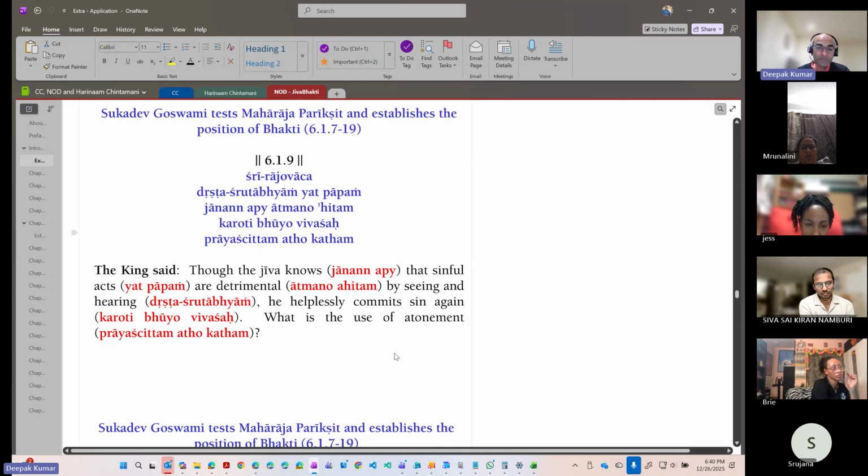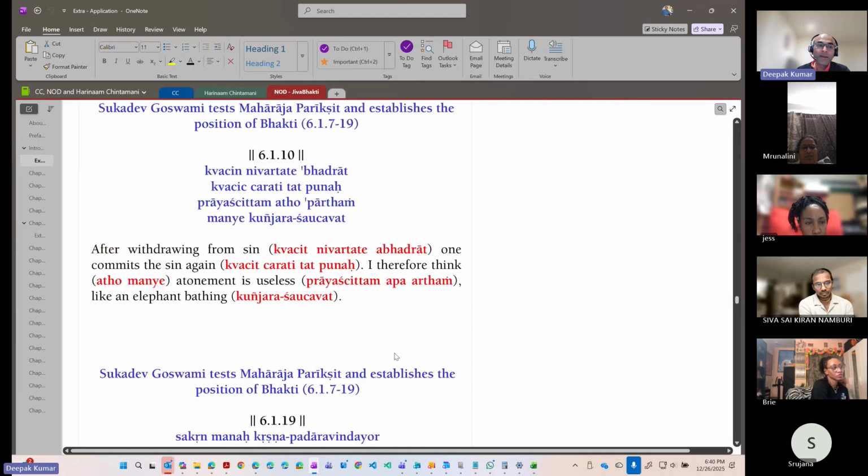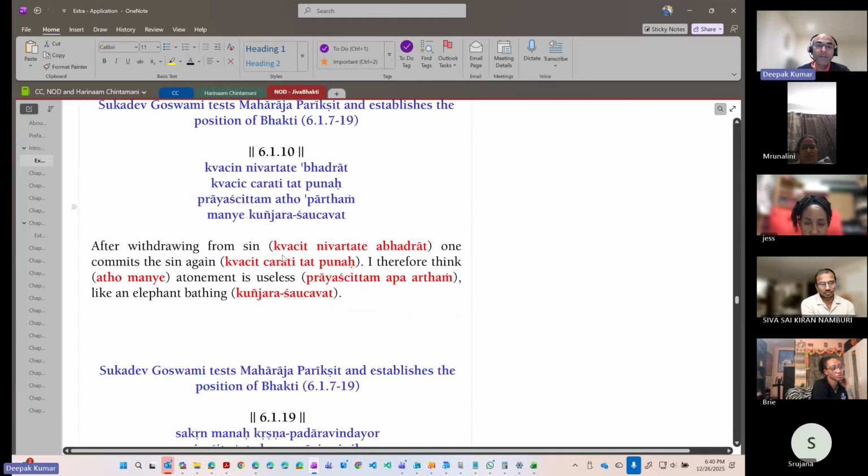This is Maharaj Parikshit asking Sukdev Goswami. After withdrawing from sin, one commits the sin again. I therefore think atonement is useless, like an elephant bathing. Right, and this is where you see in the Christian tradition they go for the atonement.